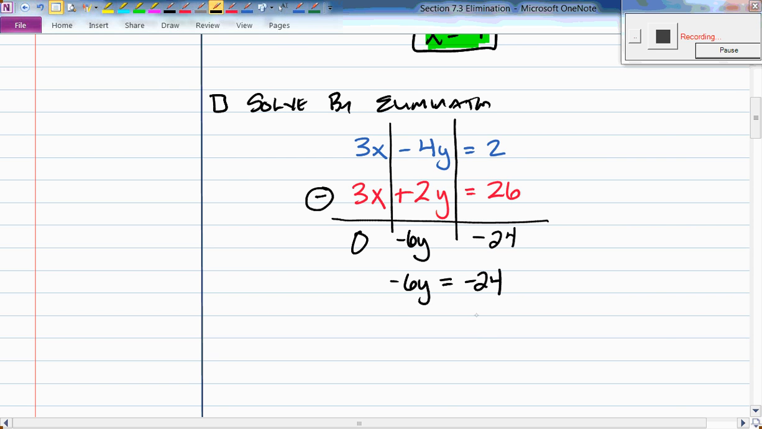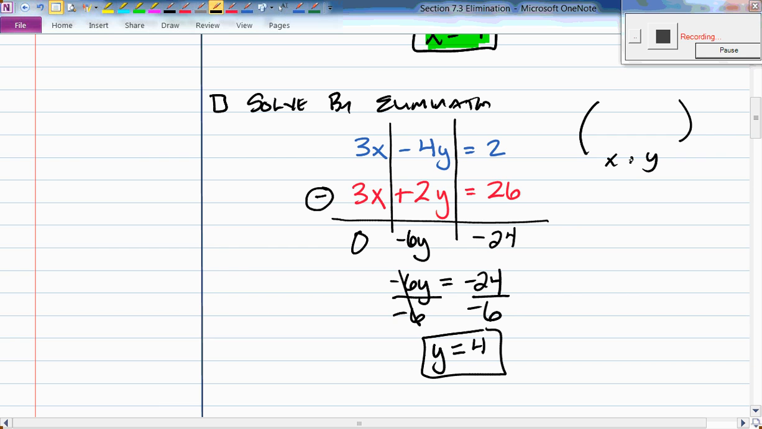All right, negative 6y equals negative 24. That's the truth. So we're going to divide by negative 6 on both sides. So y has to be how much? Positive 4. Very good. Now remember, the answer is an x and a y. Which part did we find? We found the y. Y was 4.